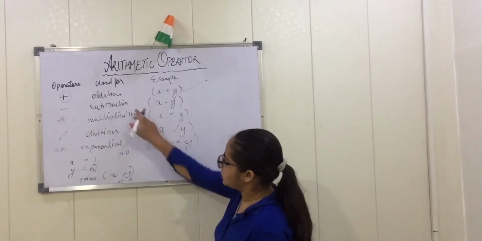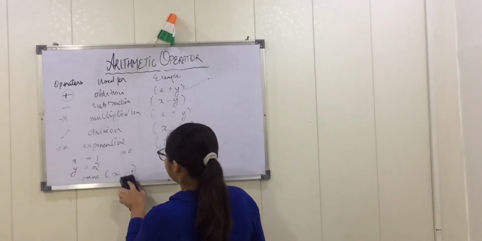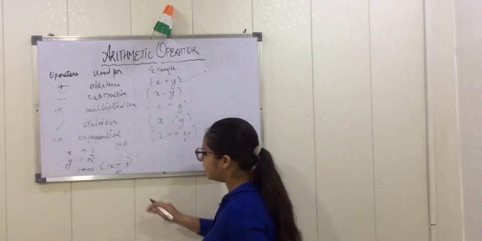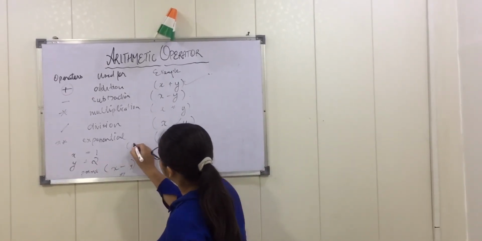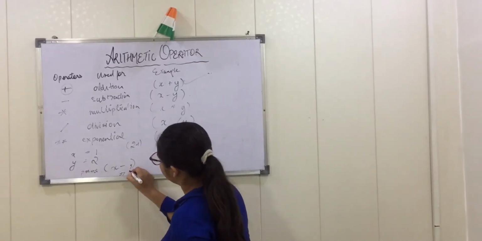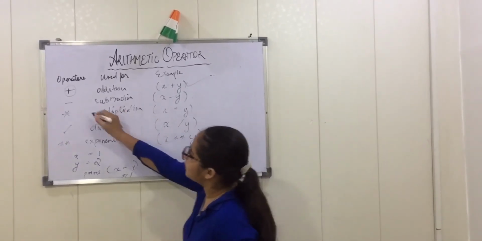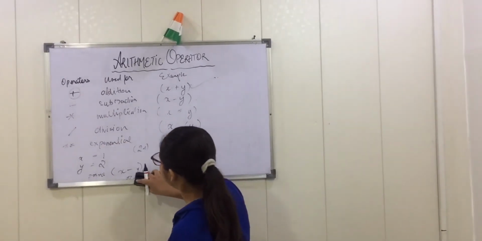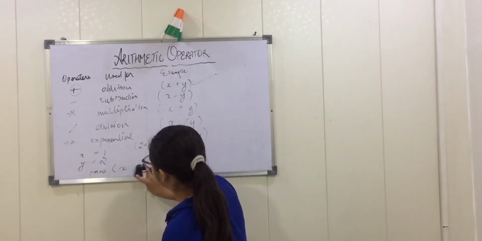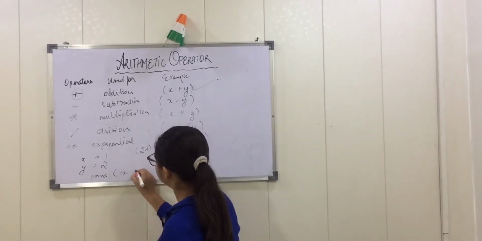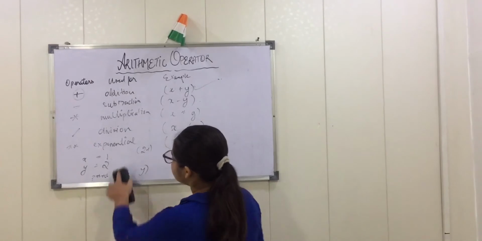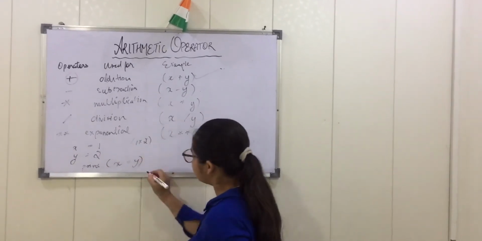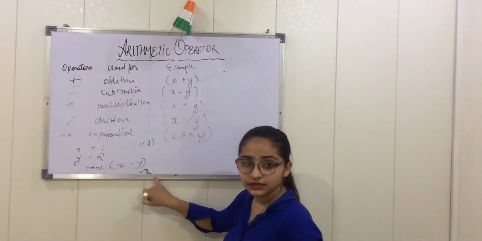Next is subtraction. The operator is changed to subtraction, and this is 2 minus 1, that is 1. The third one is multiplication, 1 multiplied by 2, and the output is 2.